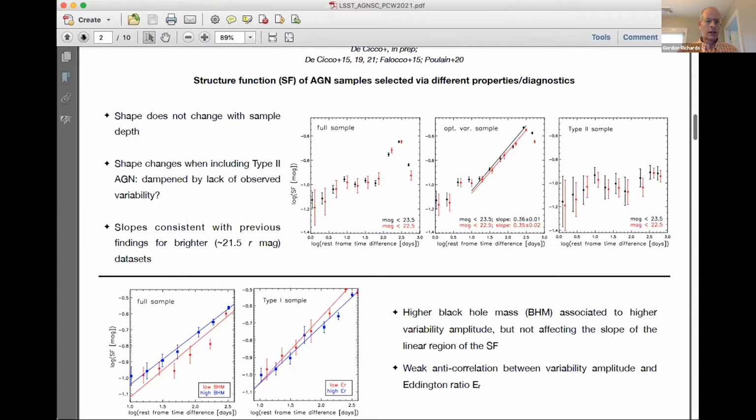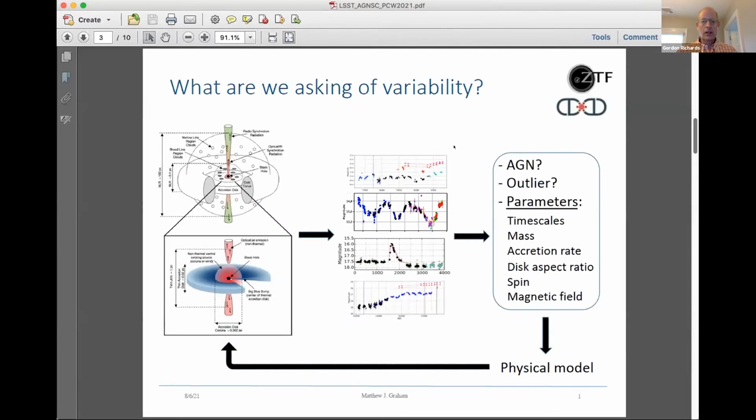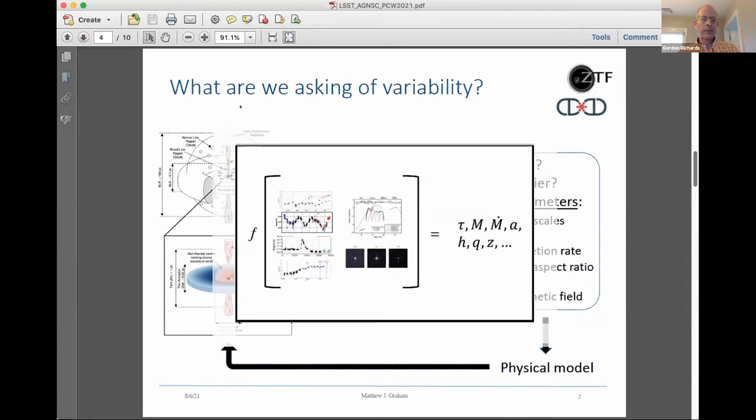And then the third slide here is from Matthew Graham. And so he says that we have theoretical models of AGN accretion disks, their structure and their dynamics. And we observe a variety of phenomena from them, from just burbling along to extreme events, some lasting days, some lasting years. And from this, we try to discriminate whether a source is an AGN, whether it's an outlier in the AGN population, and physical parameters that are imprinted on the variability, all to inform and refine our theoretical models.